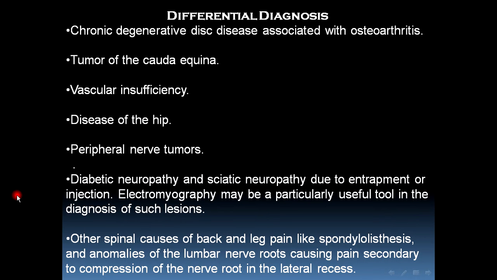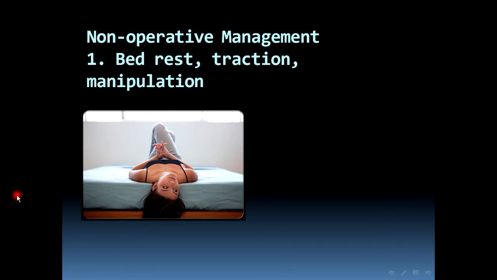Now, what is the differential diagnosis of sciatica? We have chronic degenerative disc disease associated with osteoarthritis, tumor of the cauda equina, vascular insufficiency, disease of the hip, peripheral nerve tumors, diabetic neuropathy, and static neuropathy due to entrapment or injection. Electromyography may be a particularly useful tool in diagnosis of such lesions, and other spinal causes of back and leg pain like spondylolisthesis and anomalies of the lumbar nerve root, causing pain secondary to compression of the nerve root in the lateral recess.